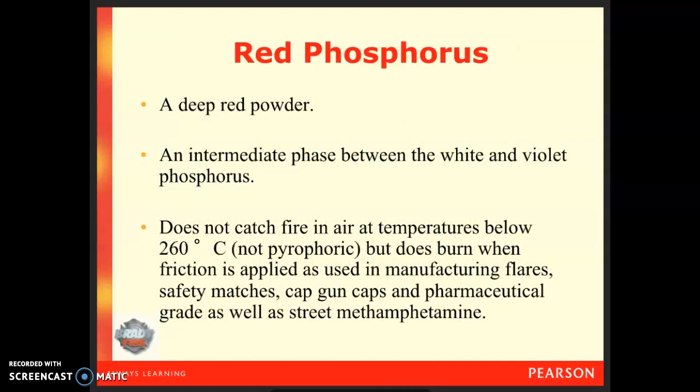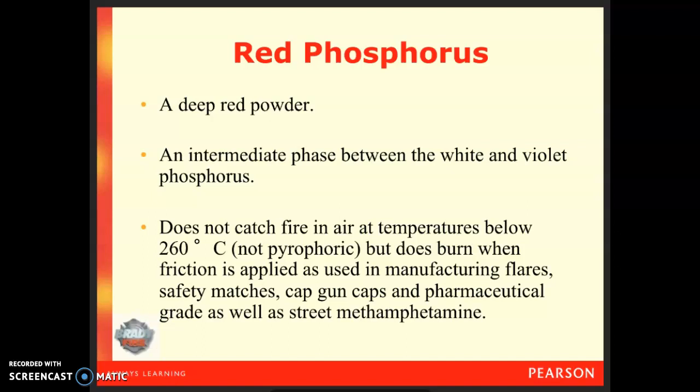Red phosphorus, on the other hand, is a dark red powder. In fact, red phosphorus is the phosphorus that we associate with matches and match heads. That dark red color that comes on those match heads comes from the phosphorus that is on those matches. Now, red phosphorus is actually an intermediate phase. It's what exists between white phosphorus and another allotrope known as violet or purple phosphorus.